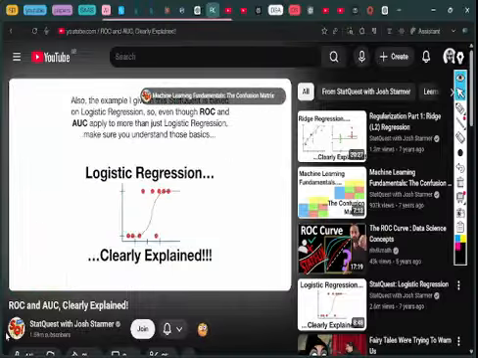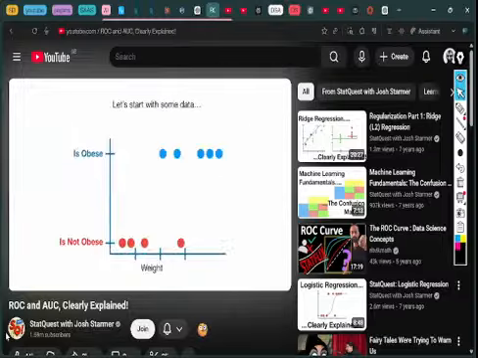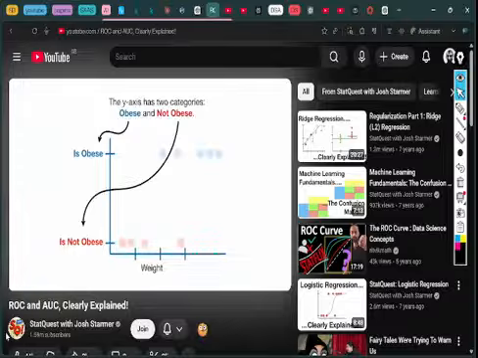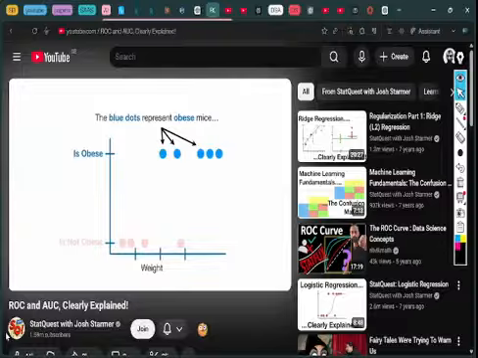Also, the example I give in this StatQuest is based on logistic regression, so even though ROC and AUC apply to more than just logistic regression, make sure you understand those basics. Let's start with some data. The y-axis has two categories, obese and not obese. The blue dots represent obese mice.